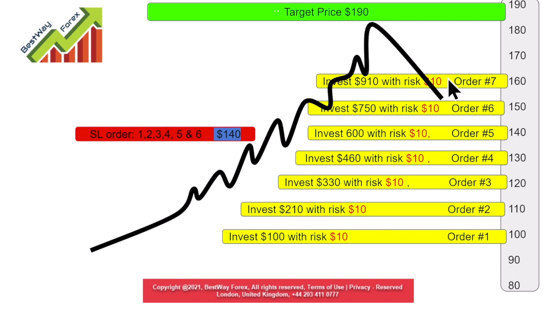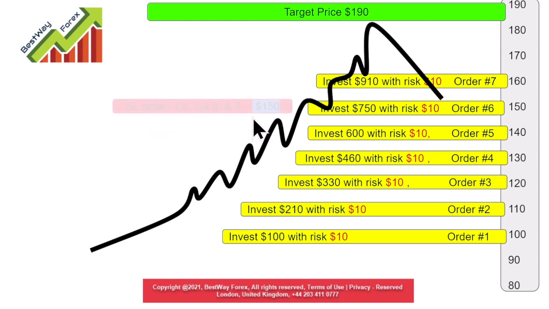Okay, so once we have placed order number 7 and that has gone through, executed, then we update our stop loss to the previous entry point. The previous order entry point was 150, so we move the stop loss for all these assets to the same level. We remove this one and update it to 150. So the stop loss for orders 1, 2, 3, 4, 5, 6, 7 is 150 for all of them.